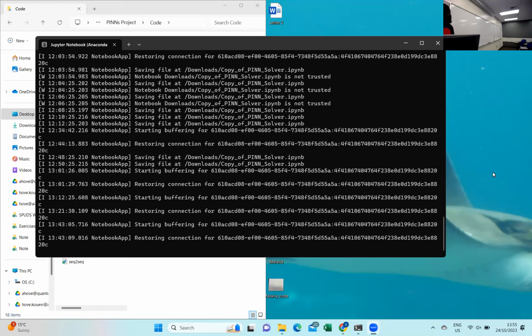So problems that involve PDEs can be classified in three different categories. The first one will be the forward estimation. What that means is you have a problem that involves a PDE, you know all the parameters of your problem, and you just want to simulate the solution of your PDE.